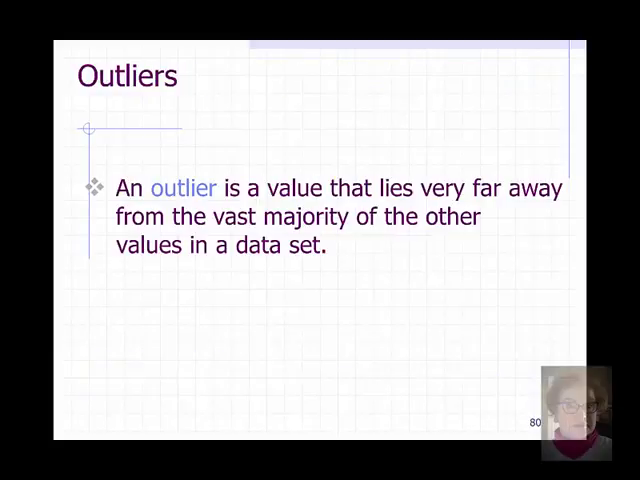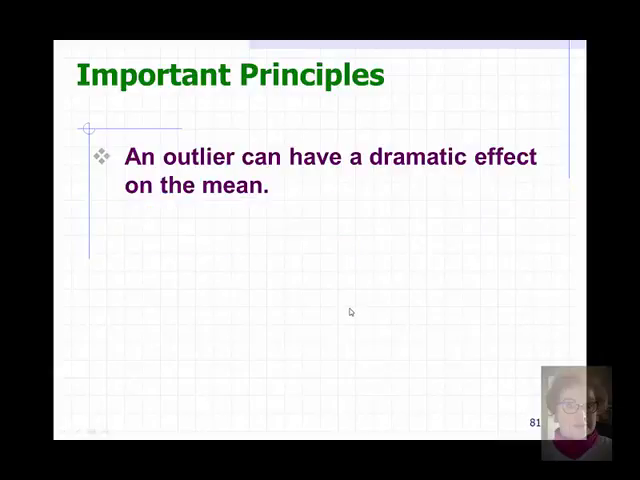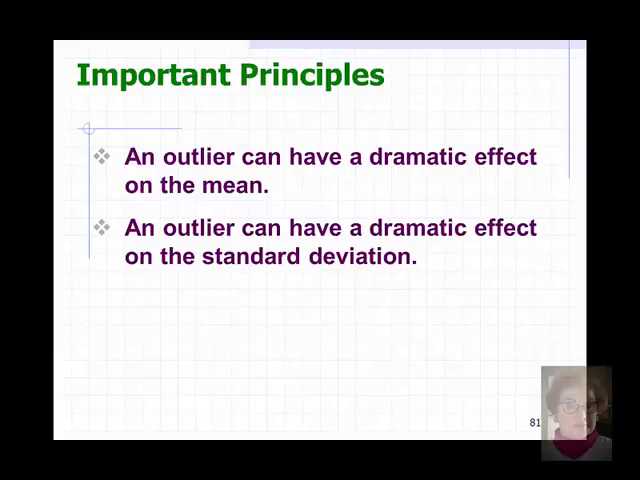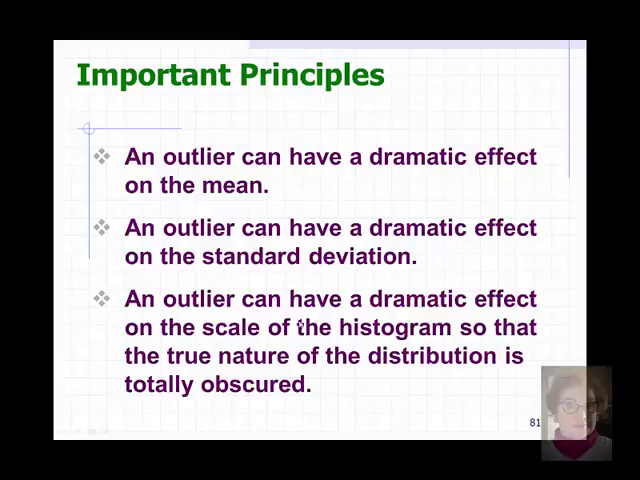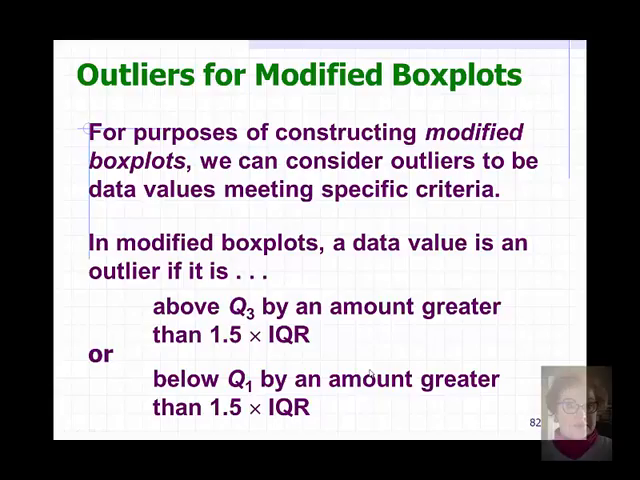Now, let's talk about outliers a little bit, because we can deal with outliers in a box plot very easily. Now, why are outliers important? Well, we know that outliers cause trouble when we're dealing with the mean. They have dramatic effects on the mean. And because we use the mean to calculate the standard deviation, outliers affect the standard deviation, because remember, the mean and the standard deviation are not resistant measures. And they can make a big difference on the scale of our histogram.